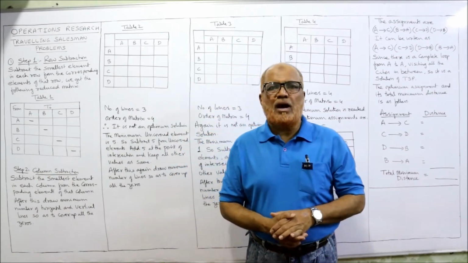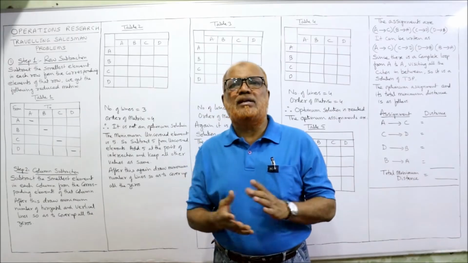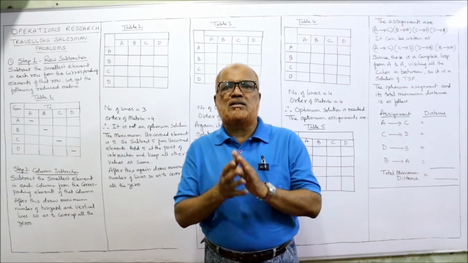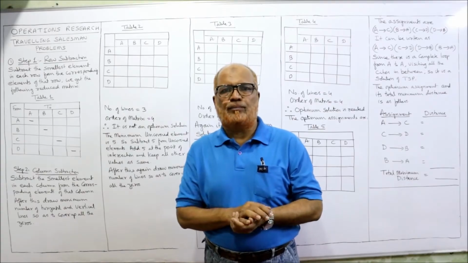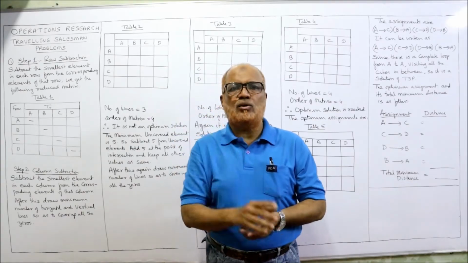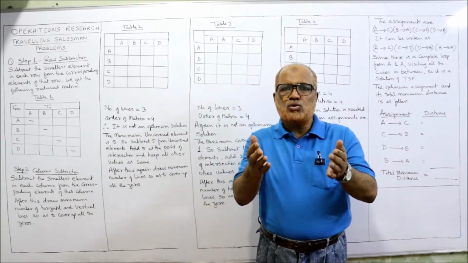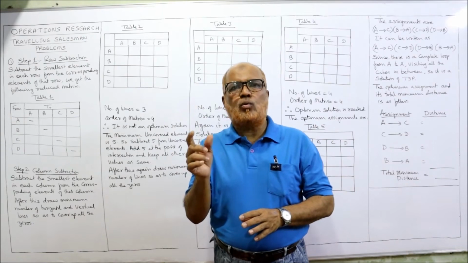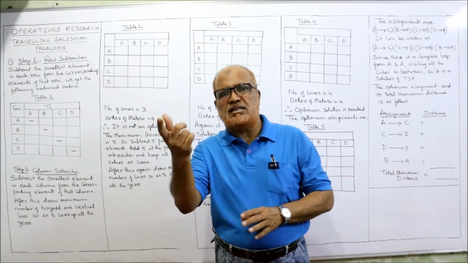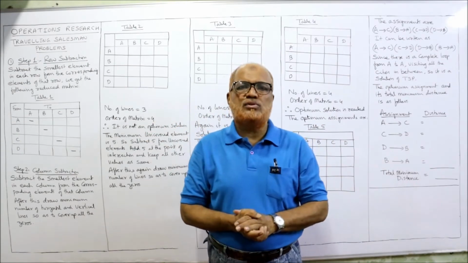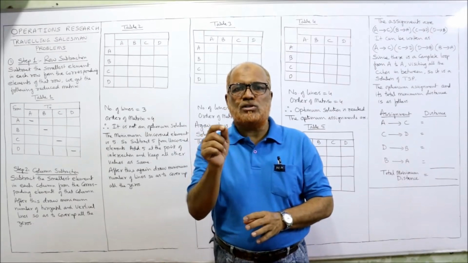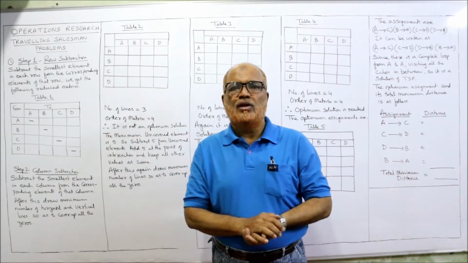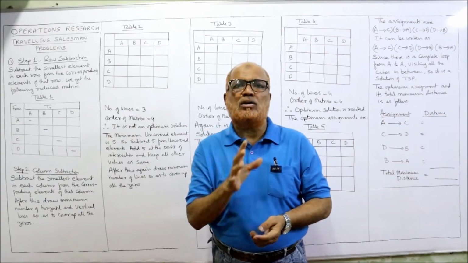In examination, you may be asked a theory question: what is traveling salesman problem? It's a problem in which one salesman starts from a particular city, visits each other city only once, and has to come back to the home city. So what is the sequence in which he has to visit the other cities and come back to the home city in the shortest possible distance, or shortest possible time, or shortest possible cost.